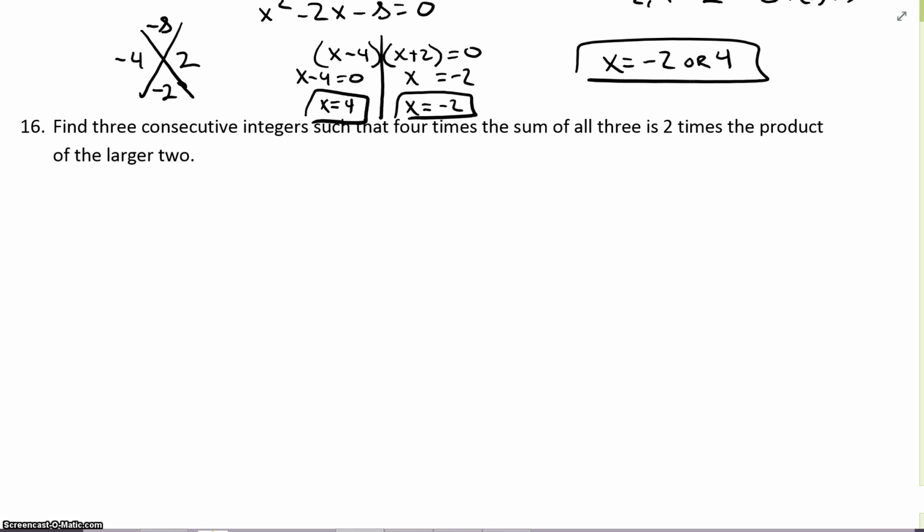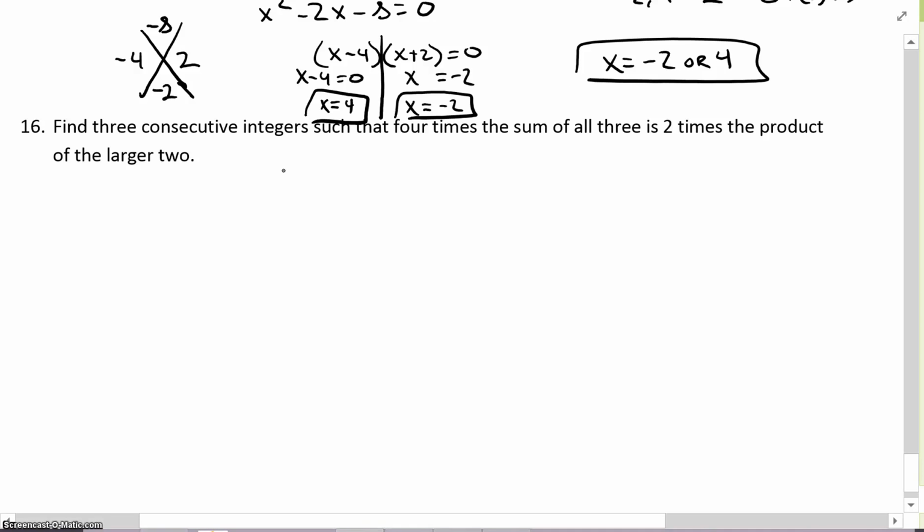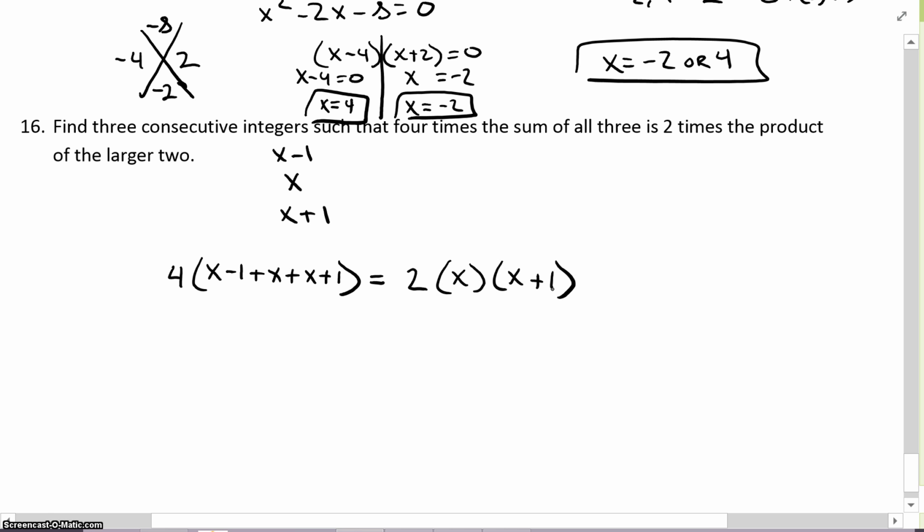We'll do the last one. Find 3 consecutive integers such that 4 times the sum of all 3 is 2 times the product of the larger 2. So 3 consecutive integers: I could have x minus 1, x, and x plus 1. So 4 times the sum, 4 times x minus 1 plus x plus x plus 1, is equal to 2 times the product of the last 2. So my 1's cancel, so it's going to be 3x in the box.